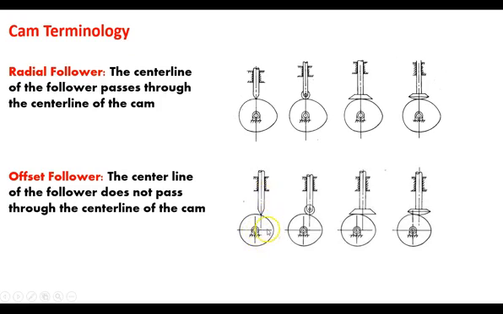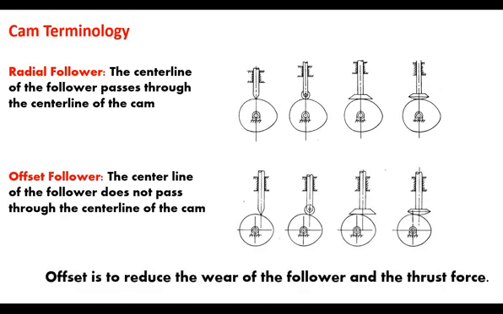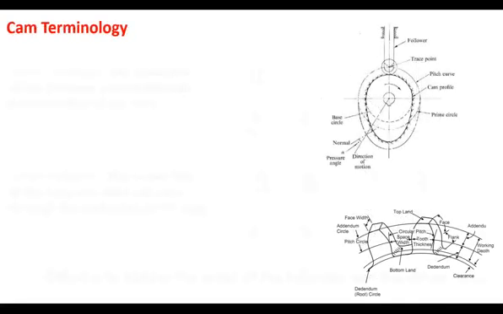So what this does is it actually changes a bit of how that rise and fall takes place, since the max height of the cam changes relative to where this follower is in relationship to that axis of rotation. So again, you can see this would actually have a slightly different profile in terms of its rise, fall, and its dwell. One of the benefits of that is it reduces the wear of the follower as well as the thrust force. That's one reason why someone would want an offset follower.